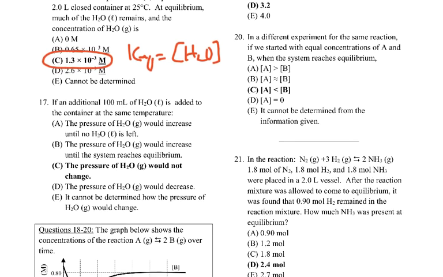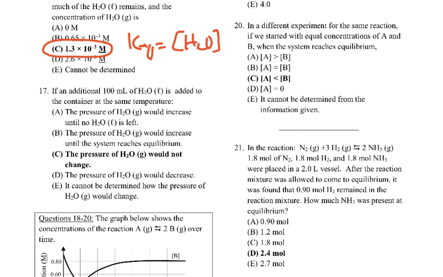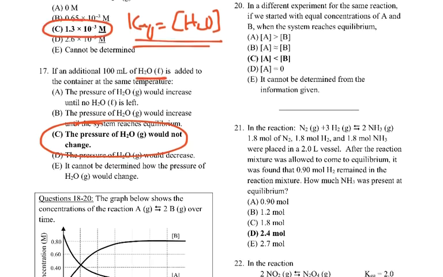When I get to 17, if an additional 100 milliliters of liquid water is added to the container at the same temperature, then what's true? Well, the pressure of that gas is going to stay constant. If we add some more liquid, that's really not going to change anything. The H2O gas, the same concentration, is going to be the same pressure. It is not going to change. So adding the liquid is not going to change that at all.